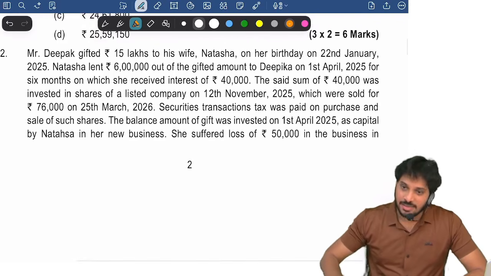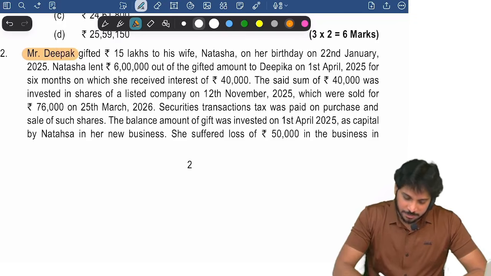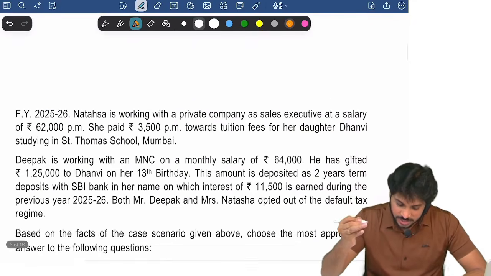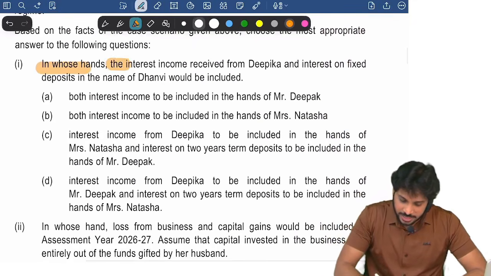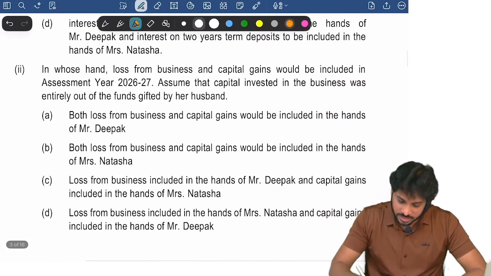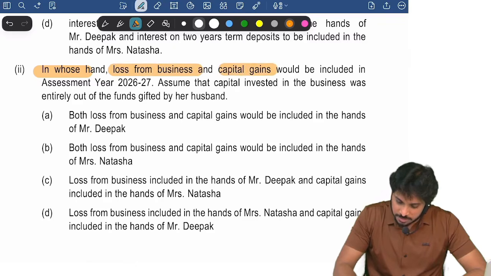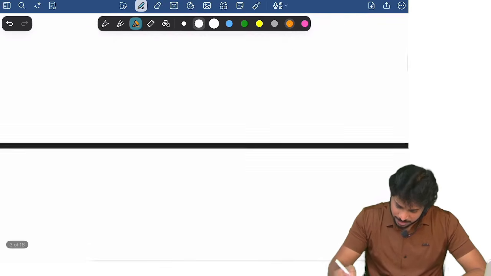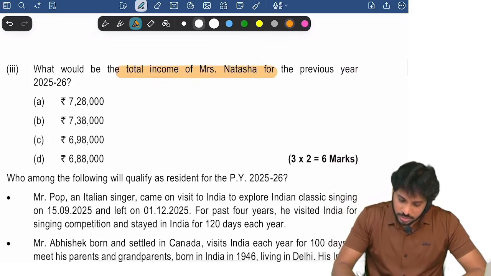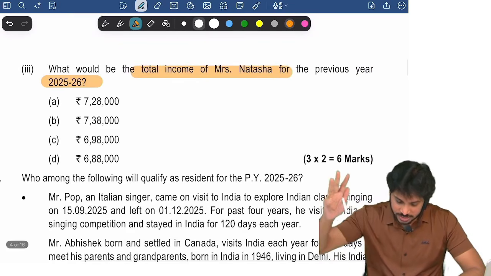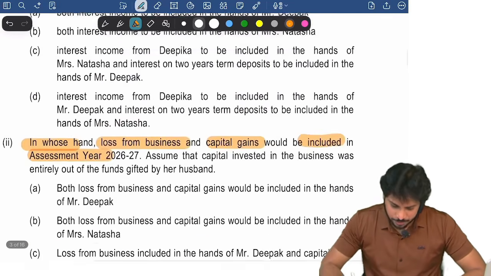Next, can I? Mr. Deepak gifted 50 lakh, but before that, I will look at what questions they're asking. In whose hands is the interest income derived from Deepika, interest on FD of Dhanvi? Okay, clubbing provision they're asking. In whose hands would loss from business and capital gains be included? Okay, clubbing only, that is also. What would be the total income of Natasha? Okay, fine. 3 questions they're asking, correct? So fine, we'll compute it.